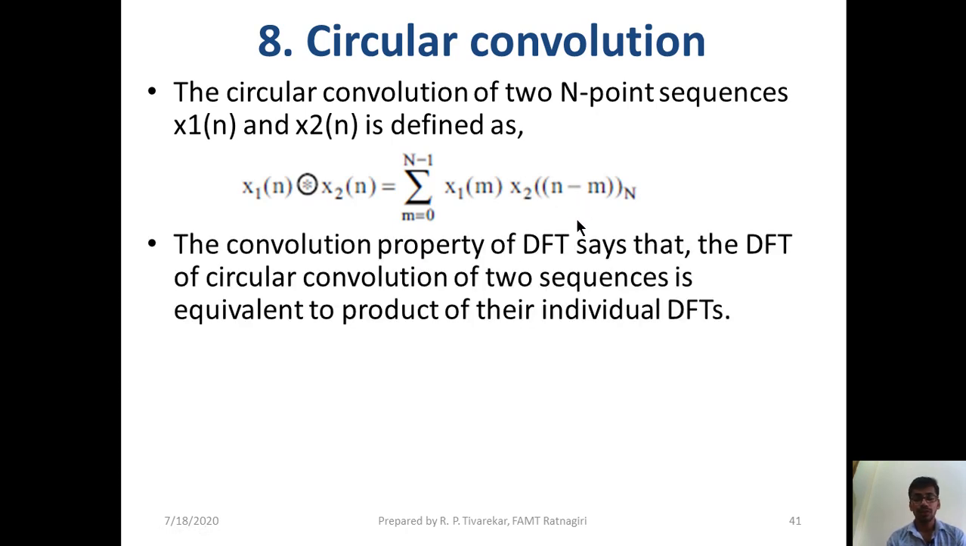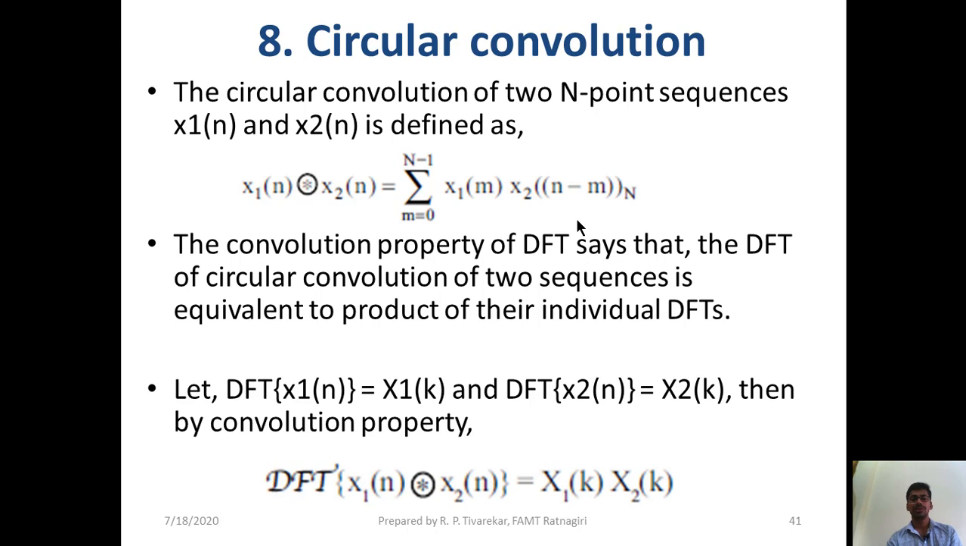The convolution property of DFT says that the DFT of circular convolution of two sequences is equal to the product of the individual DFTs of those two sequences. So it looks like this. It will be the product of the DFT of the first sequence and the DFT of the second sequence.